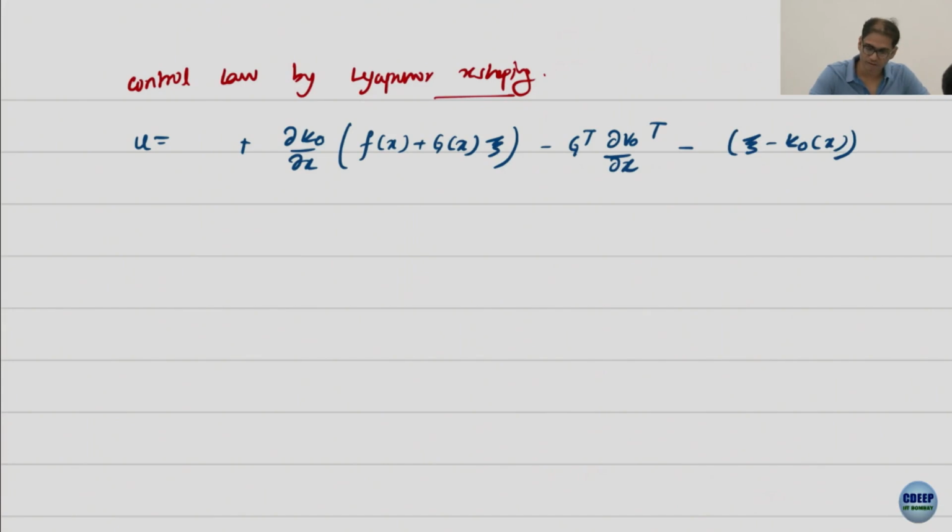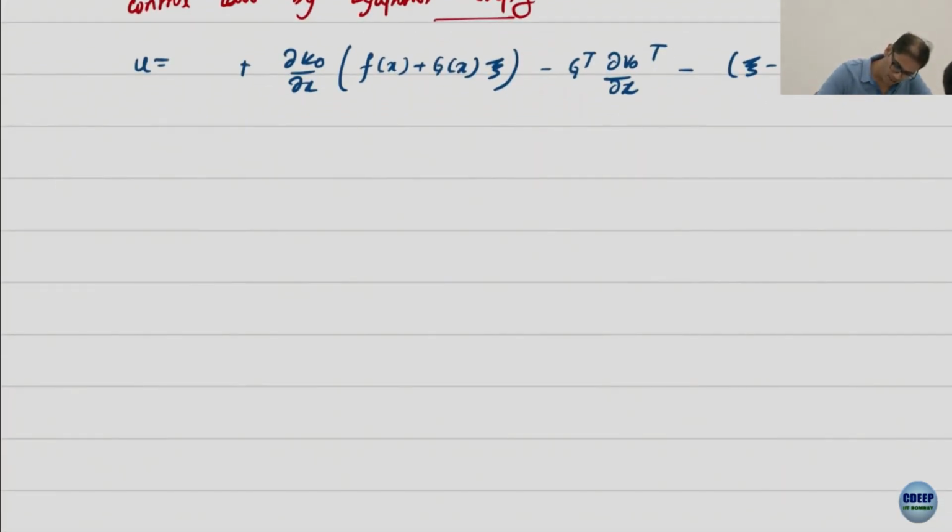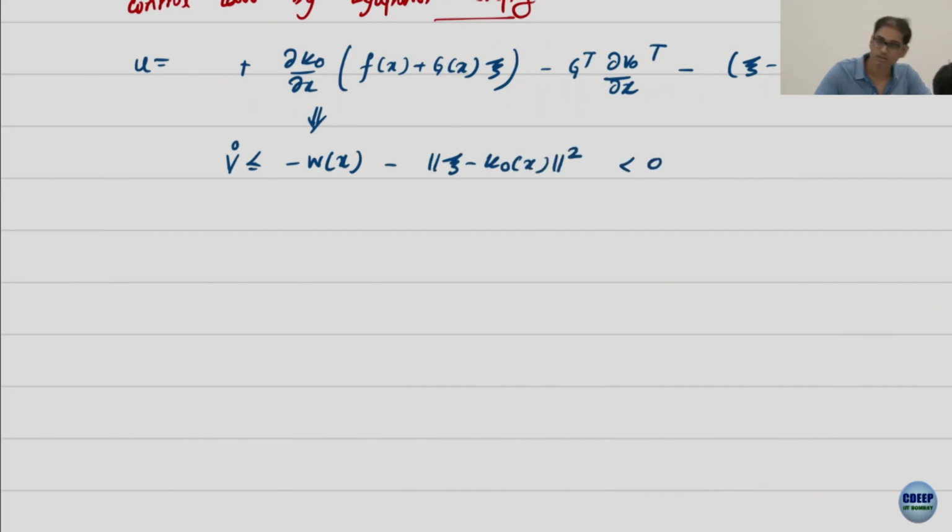Okay, and you can verify the dimension will turn out well, and this will give me V dot as less than or equal to minus wx minus psi minus k0 x whole square, which I know is negative definite, right? Because the first term is already definite. So if both terms have to go to 0 individually, which means that x goes to 0 and psi goes to 0, just by the same argument as before.